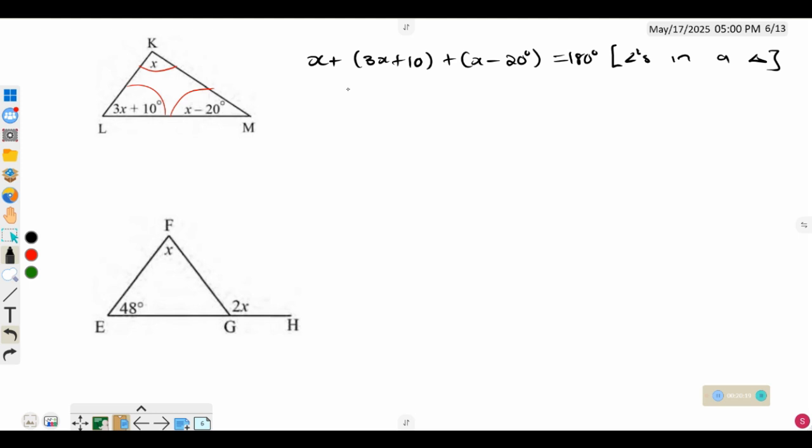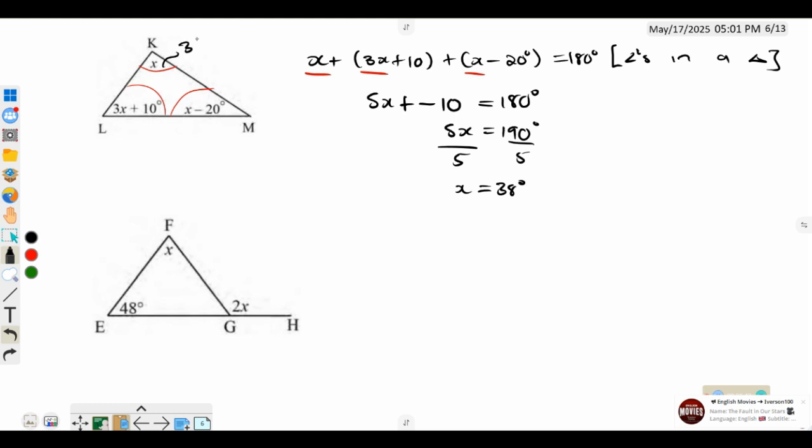And then from here, x plus 3x, like terms, gives you 5x, plus 10 minus 20, which is minus 10, and that's equal to 180 degrees. In fact, 5x will be equal to 190 degrees. Divide by 5, which means x will be equal to 190 divided by 5, which is 38. x is equal to 38 degrees. And in fact, this angle right here will be 38. This will be 3 times 38 plus 10, which is equal to 124. And this will be 38 minus 20, which is 18 degrees, like that.